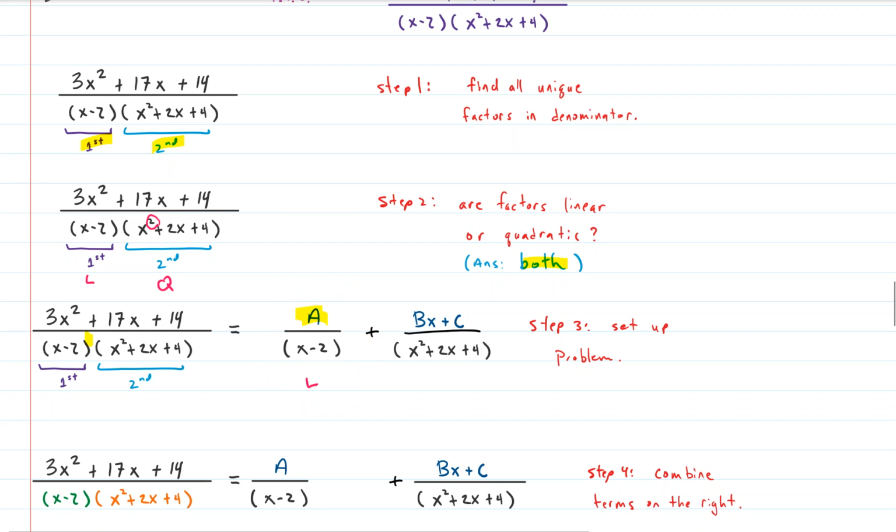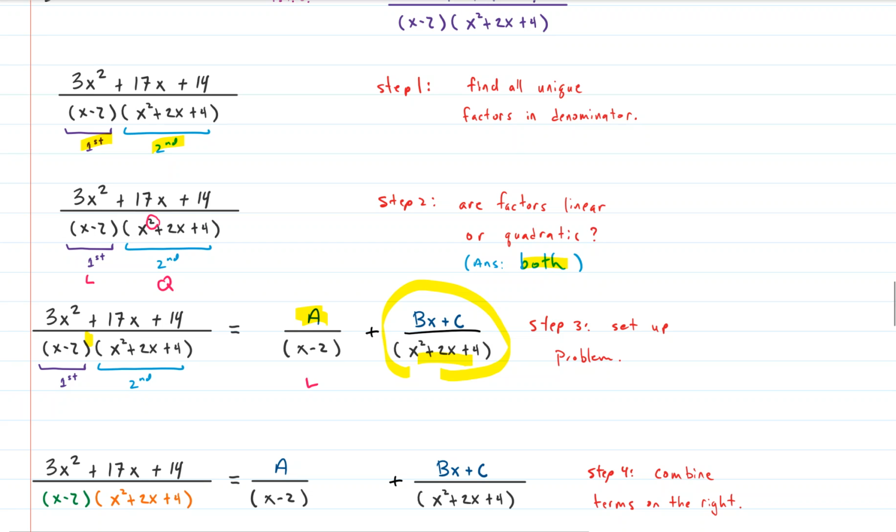I move next to my quadratic term, and I put my quadratic factor in the denominator. Because I have a quadratic in the bottom, I put a linear term in the top. So I have bx plus c, and I just chose b and c because they were the next two letters in the alphabet.